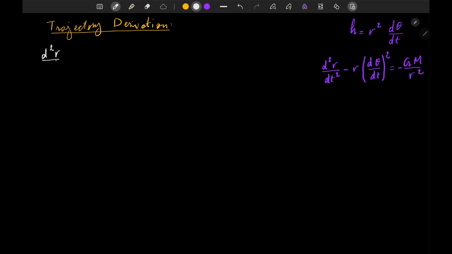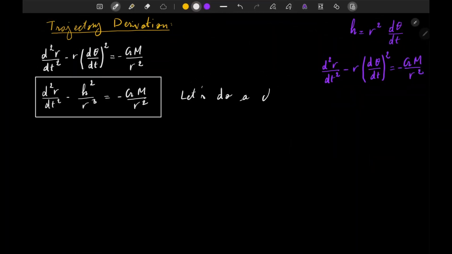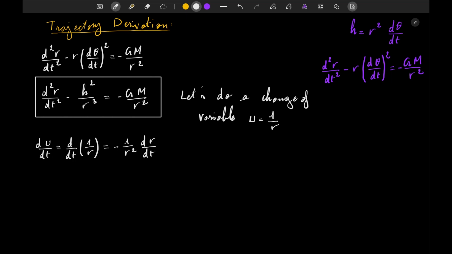A reasonable next step is simplifying the first equation by using the formula for h. So we get the second time derivative of r minus h squared over r cubed equals minus G times the mass M over r squared. So to get the trajectory, we just need to solve for r. Before attempting to solve this differential equation, we will try to simplify it further by using a change of variable. So u equals 1 over r.